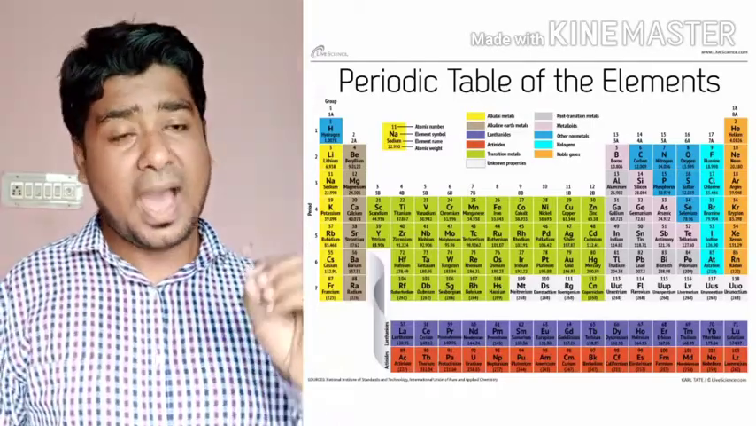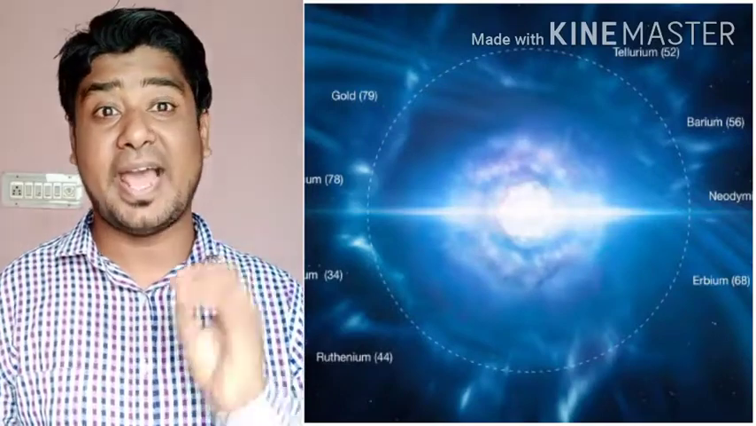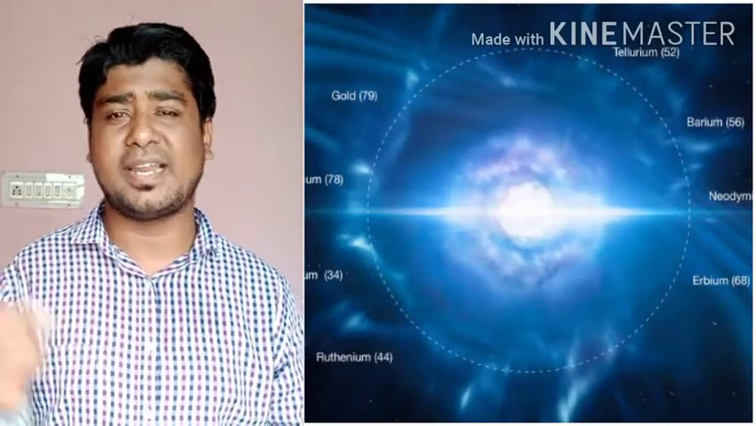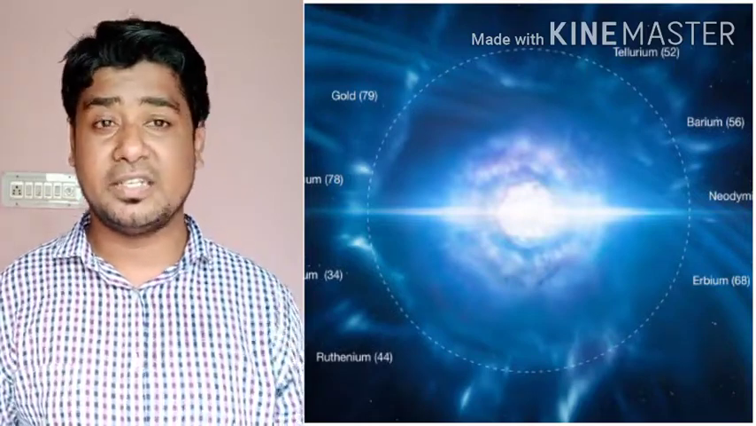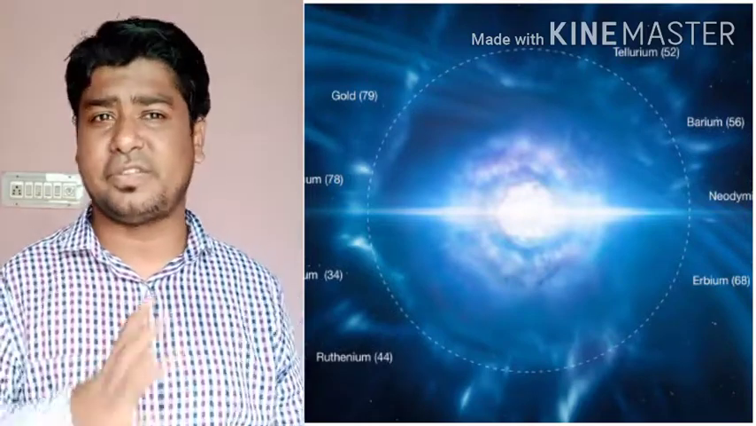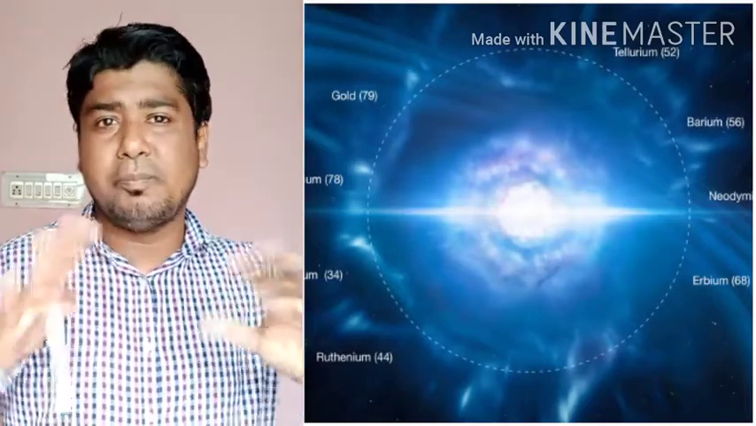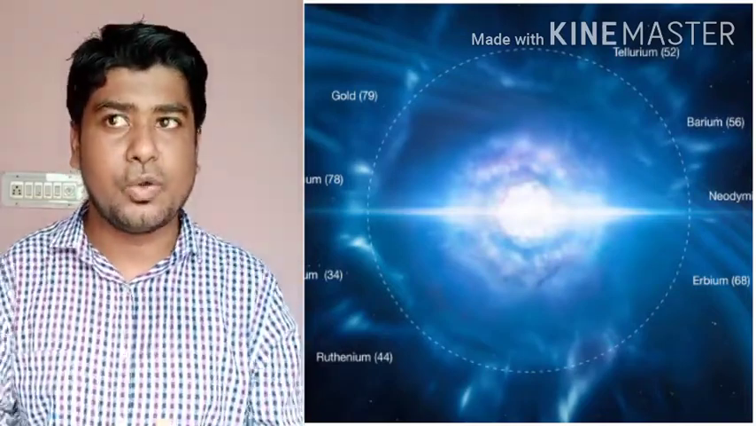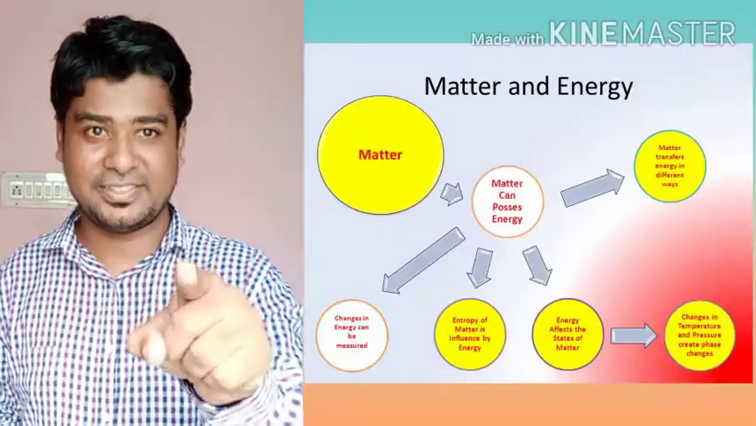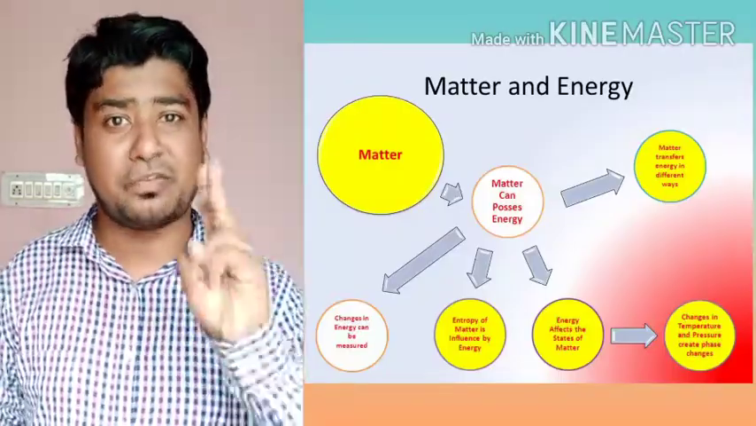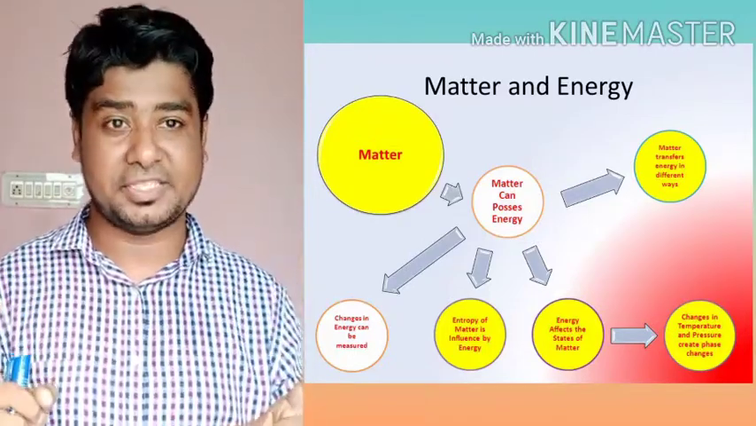Okay, so the whole universe is made up of elements, different elements like hydrogen, oxygen, iron, nickel, copper. You know some of the many elements. So these kinds of elements make matter. So you know that the universe is made up of two things. If you don't know, get to know. The universe is made up of two things, that is matter and energy.